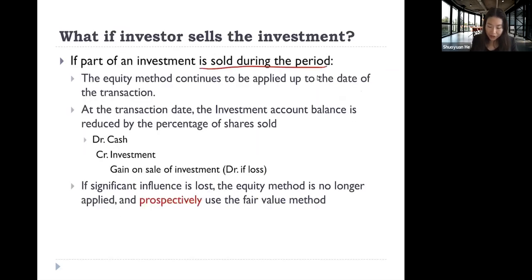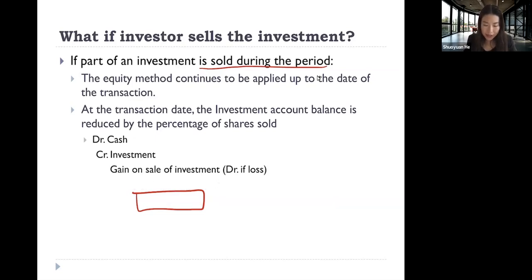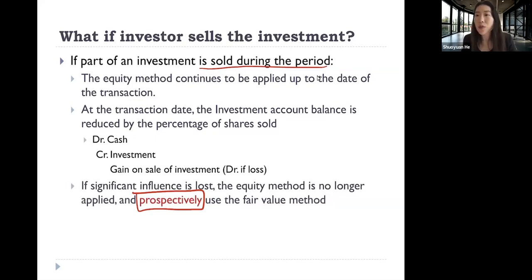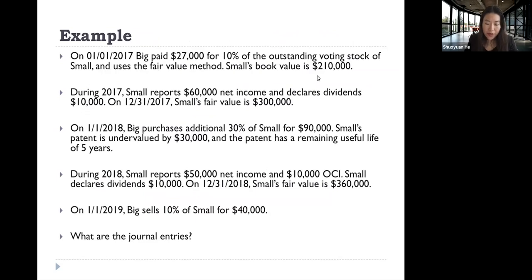Still the keyword in this slide is prospective. We don't need to do any retrospective adjustment. We only adjust everything prospectively. So these two slides, you can just read on your own, but I do want to go through an example here which explains these two slides. So here's the example.